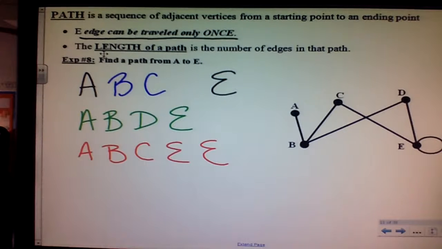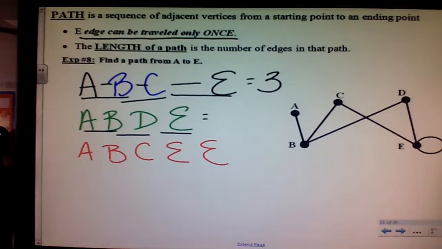Okay. The path is going to have a length. So we went from A to B, B to C, C to E. This has a length of 3. It's each edge. So I have an edge from A to B, an edge from B to C, and an edge from C to E. The bottom one also has 3, so let's move down. So this one has 3. That'd be 5, wouldn't it? 1, 2, 3, 4, 5. Because I thought a loop counts twice. As a degree, not as an edge.